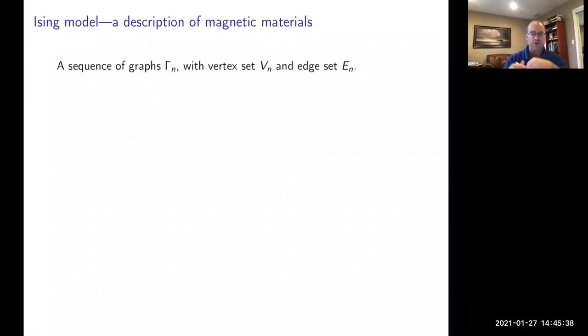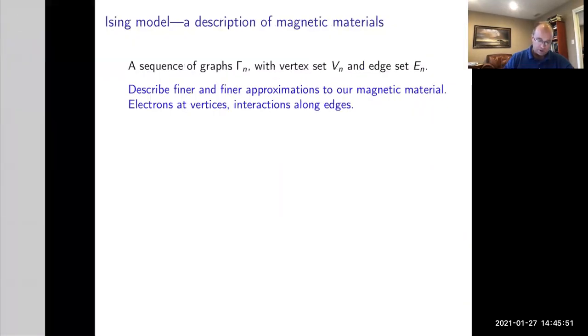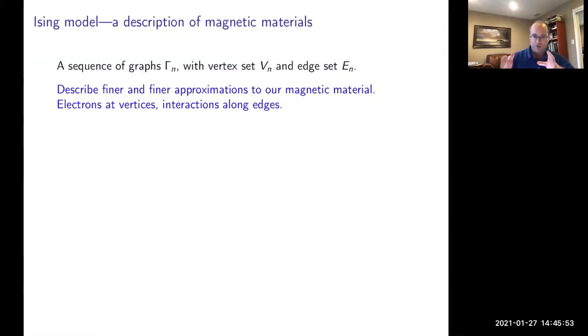You're trying to describe something with more and more electrons or atoms at the vertices. And as it's getting bigger, in the limit as n goes to infinity, you'll start to have this critical behavior. So you can think of it as describing the finer and finer approximations to your material. And I like to think electrons, but maybe it's supposed to be atoms, I'm not sure. At the vertices, just think spin +1 or -1 at the vertices.